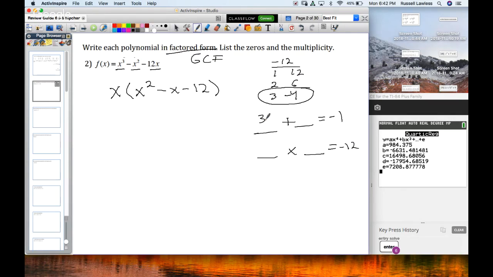And the 3 and negative 4 make that true, as well as here. And so we're going to do x times x plus 3 times x minus 4. We don't need to solve it. All we need to do is, we do need to solve it. But once it's factored, we need to list the zeros.